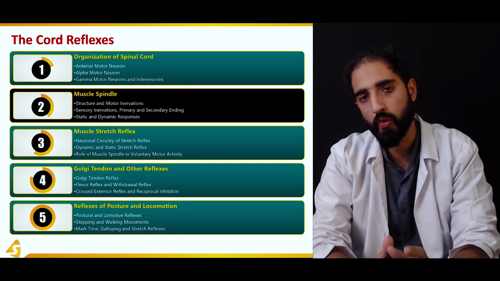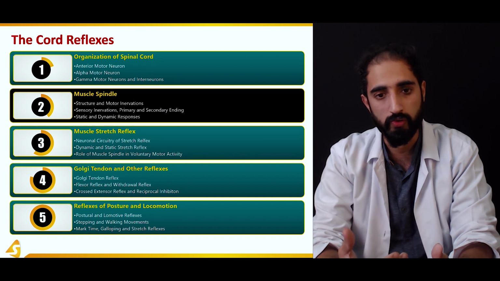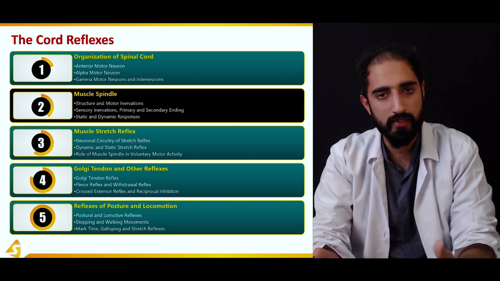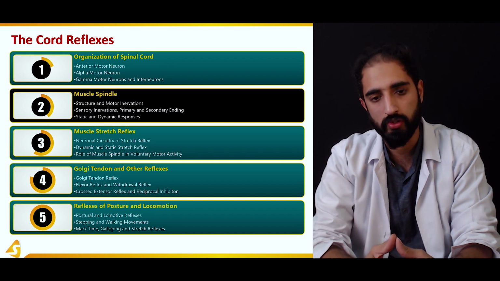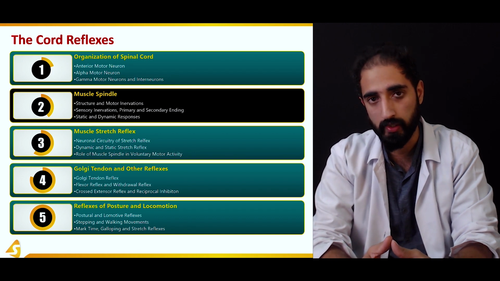So we are going to take a look at the structure and the motor innervations of the muscle spindle. We're also going to talk about the sensory innervations, primary and secondary endings, which are a part of the sensory innervation. And we're also going to talk about the static and dynamic response of the muscle spindle to stretch.